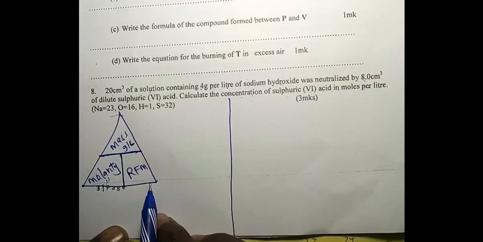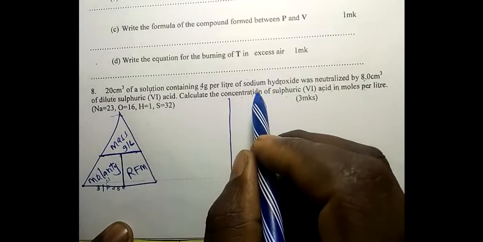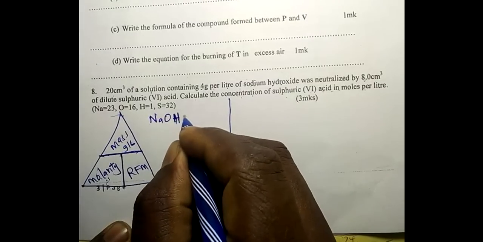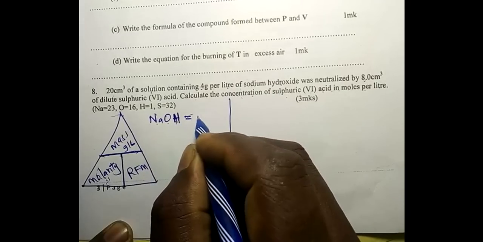I have given this triangle here. So first, let us get the concentration or the molarity of sodium hydroxide. Sodium hydroxide is written as this. And we can get the RFM of sodium hydroxide at 23 plus 16 plus 1, which is equal to 40.